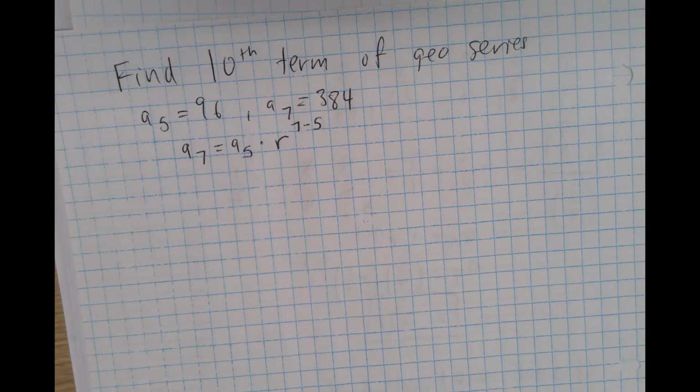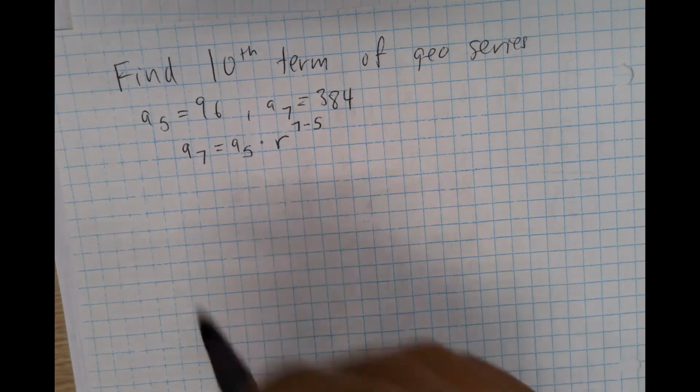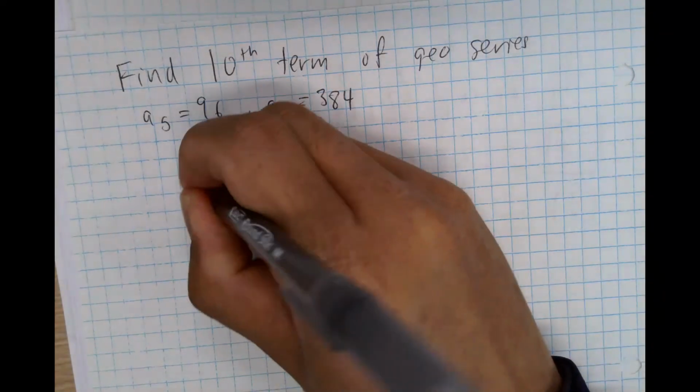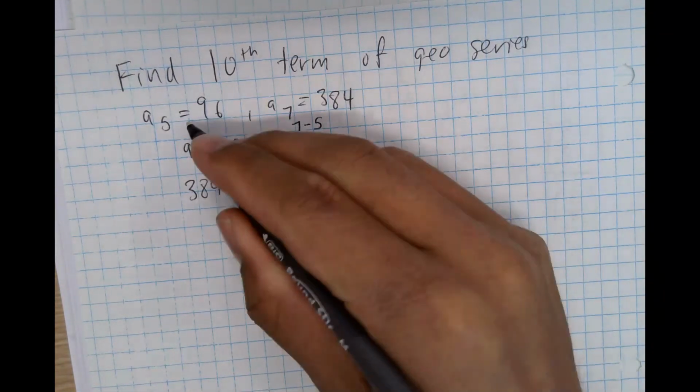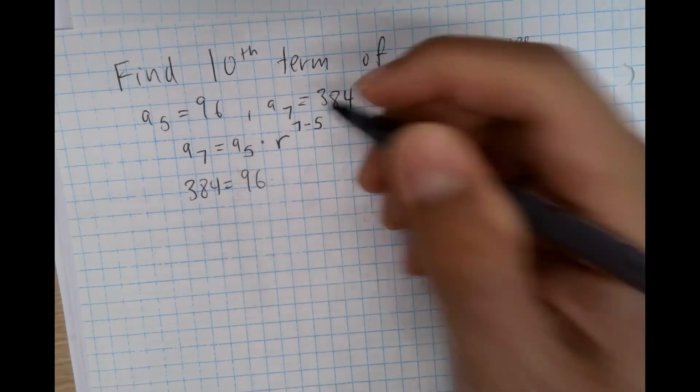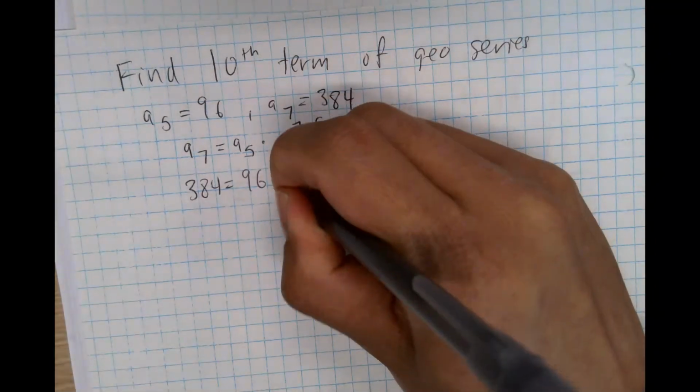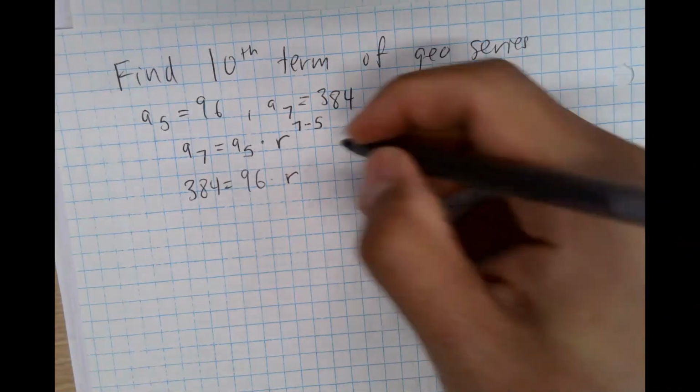Okay. So to solve for this, we just plug the numbers in. We know a of 7 is equal to 384. We know a of 5 is equal to 96. We don't know what the common ratio is, but we know that it's 7 minus 5, so we know it's r squared.